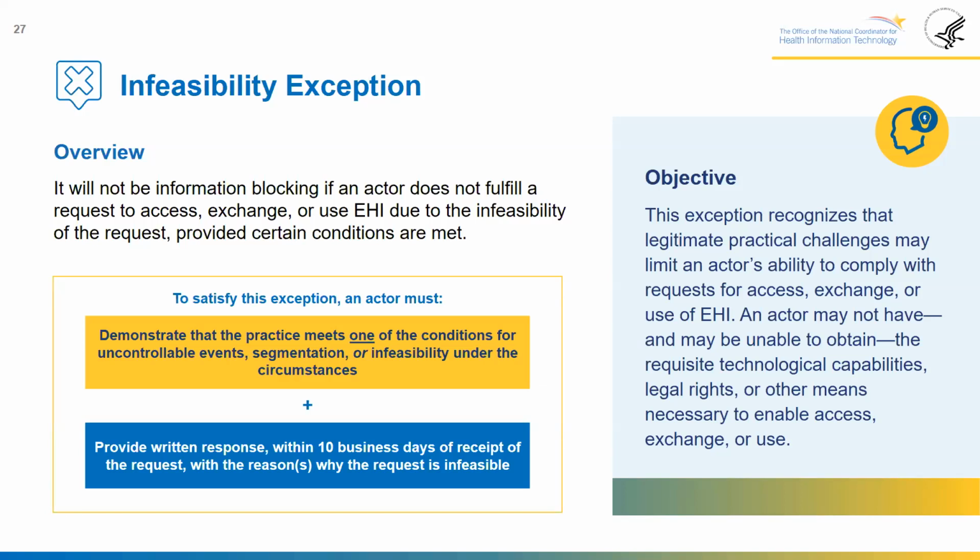The content and manner exception improves on the reasonable alternative requirements in the proposed rule by clarifying actors' obligations for providing access, exchange, or use of EHI in all situations. It also creates actionable technical procedures and aligns the requirement for providing an alternative with the fees exception and the licensing exception. Last, I'd like to talk about the response condition within this exception. So under this exception, an actor must provide a written response to the requester within 10 business days of receipt of the request with the reason why the request is infeasible, as you can see in the blue box at the bottom left of your screen. And I just want to note that this is a less stringent requirement than proposed, which we believe will lessen the burden on actors as well. All right, next slide, please.